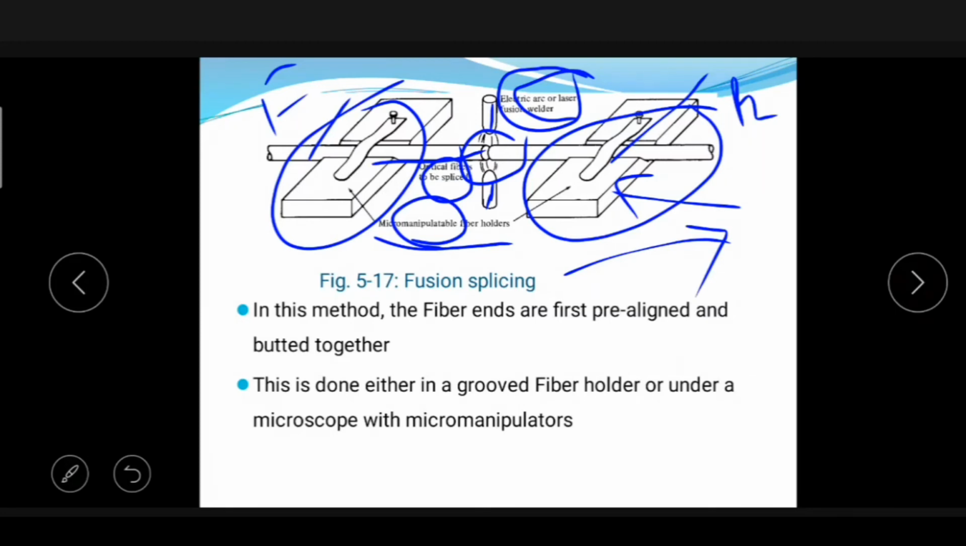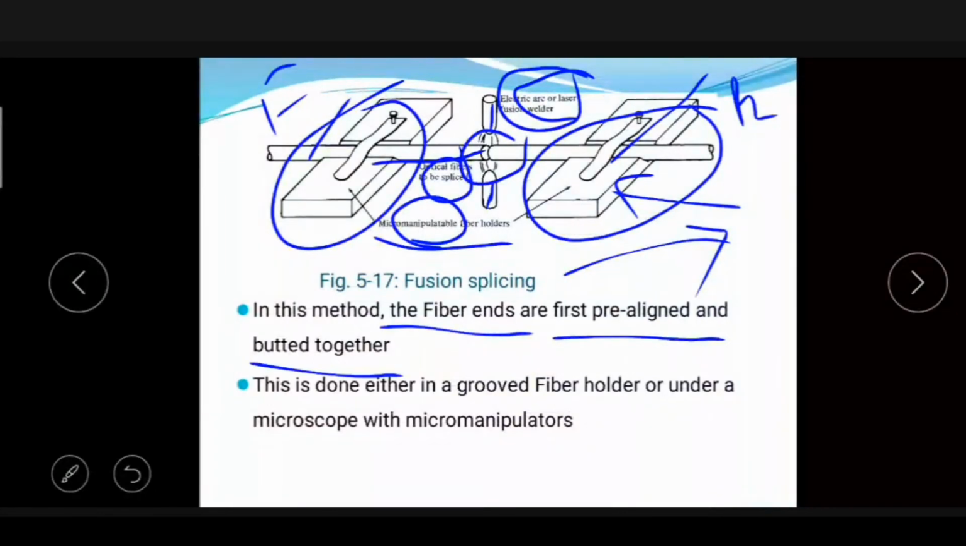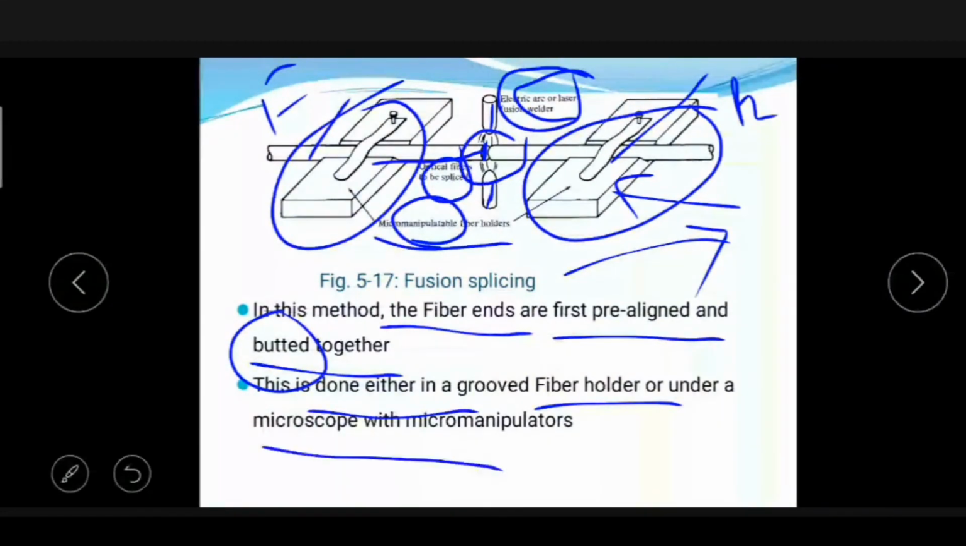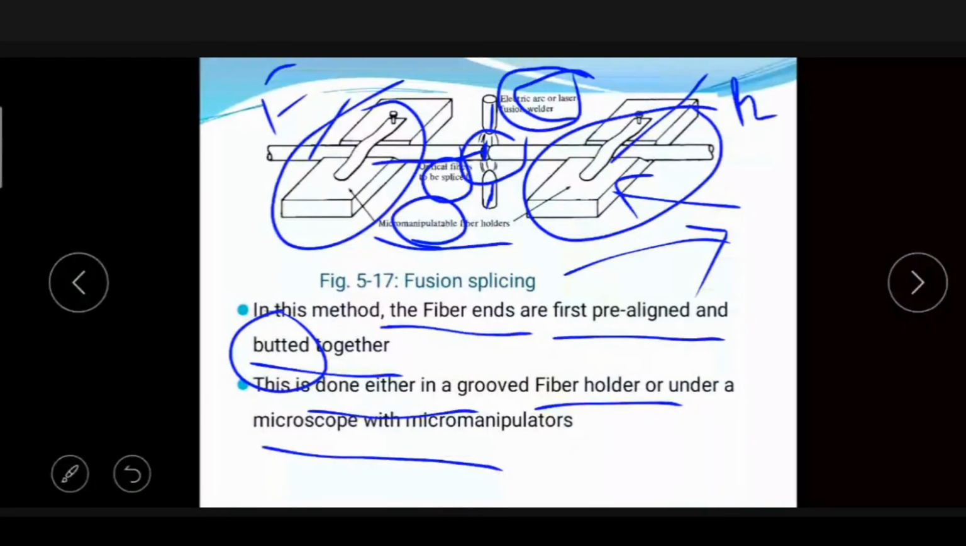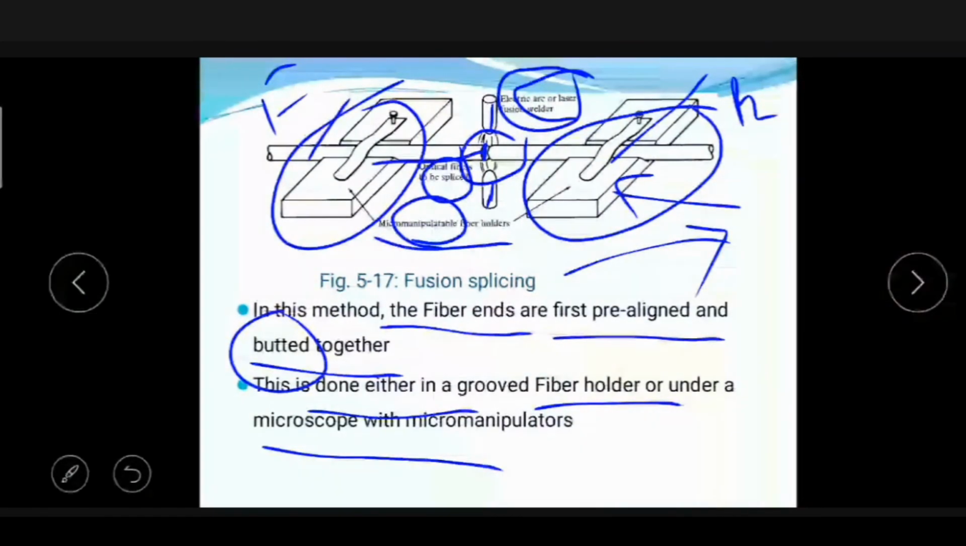So in this method, the fiber ends are first pre-aligned and butted together. Butted is nothing but joining here. This is done either in a grooved fiber holder or under a microscope with micro manipulators. Obviously this is done under a microscope because it is a micro manipulation device or a fiber holder.